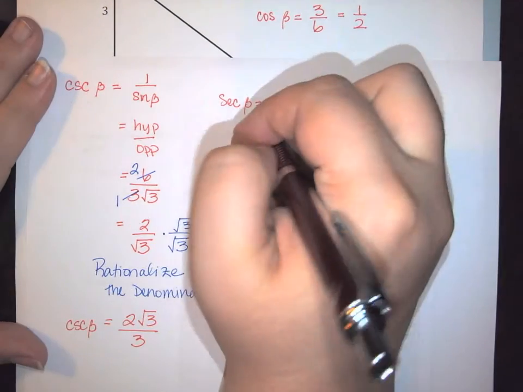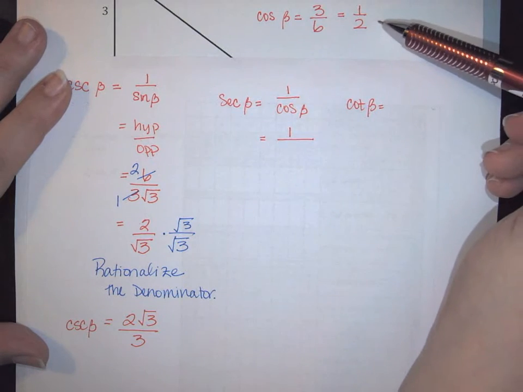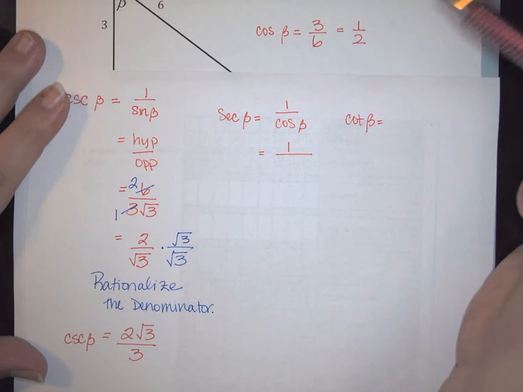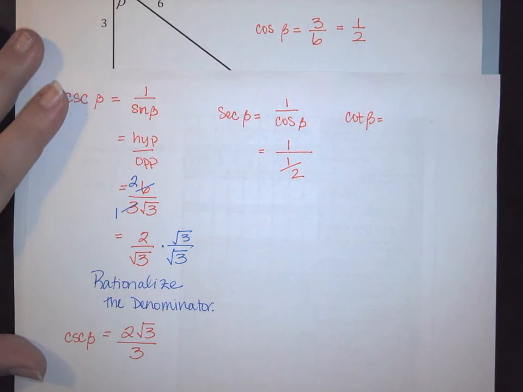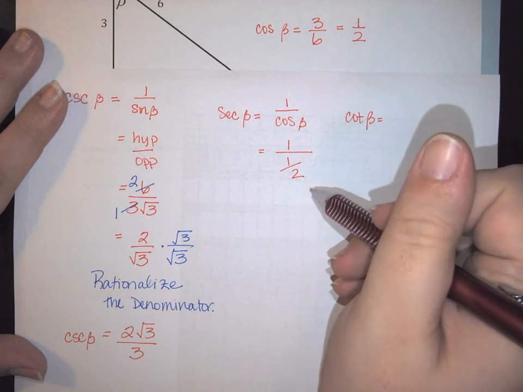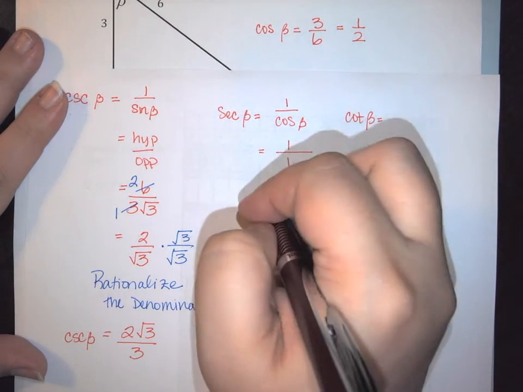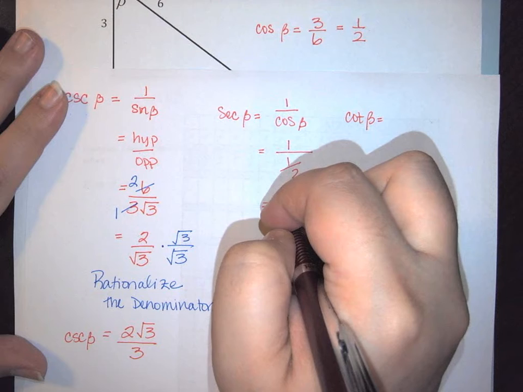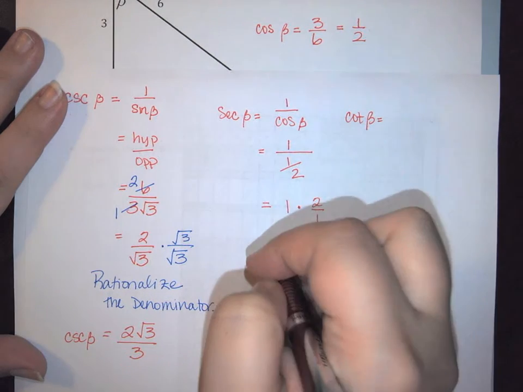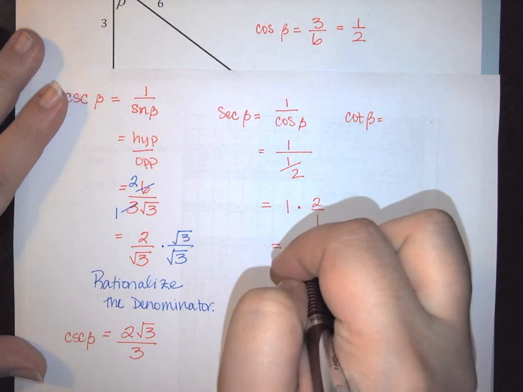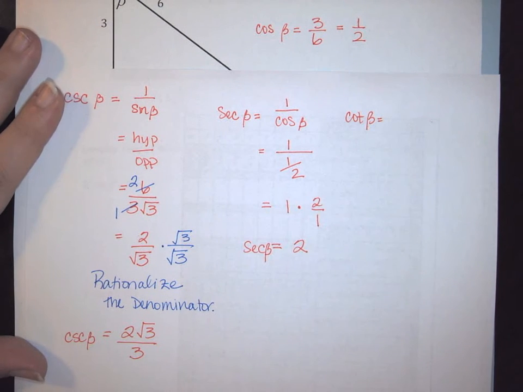So what this would mean is that we were going to do 1 over, and then if you notice that cosine of beta was 1/2, this would be 1 over my 1/2. My fraction rules say that I keep the top, change to multiplication, and flip the reciprocal of the bottom. So this becomes 1 times 2 over 1, which ends up with 2. So my secant of beta is 2.